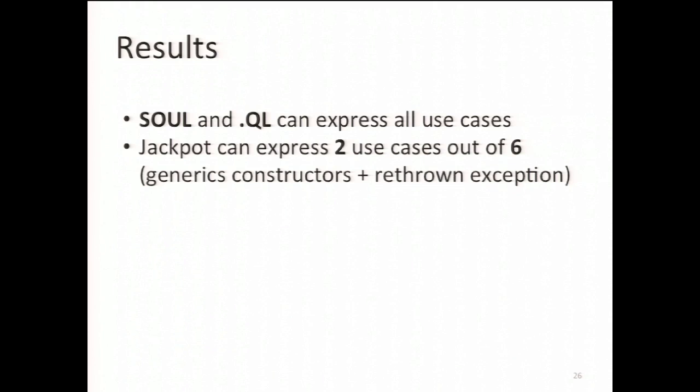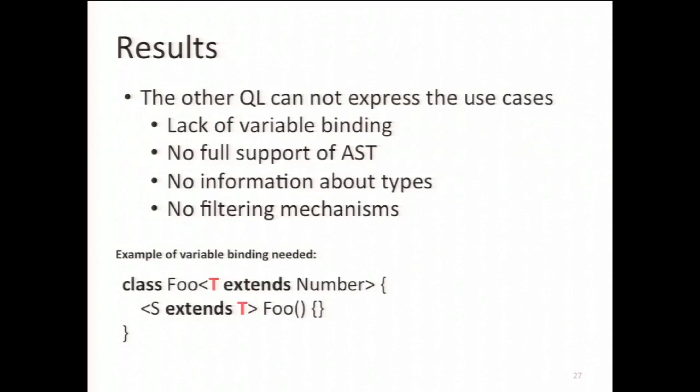And the results were mixed. SOUL and QL could express all his use cases. Jackpot can express 2 out of 6, the generic constructor plus the rethrow. And the rest of them couldn't express a single one, basically because of lack of variable binding, no good AST support, too limited information about types, and no filtering mechanism.